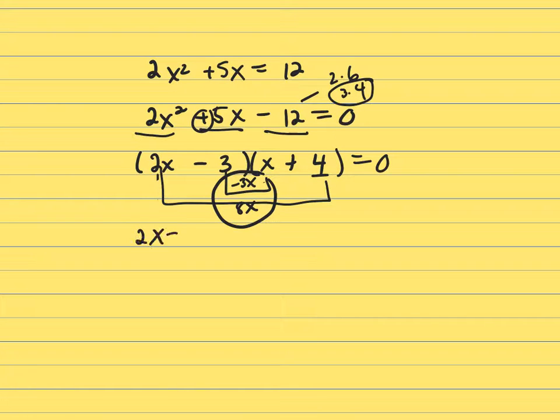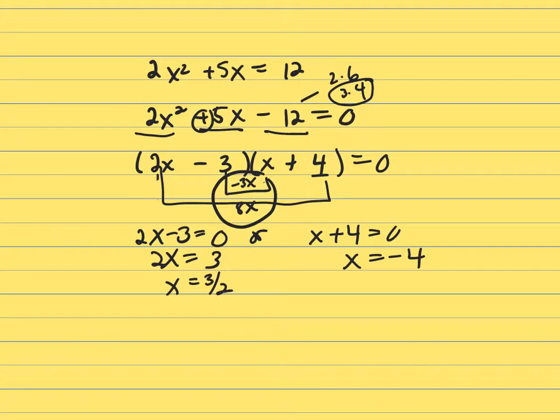So now 2x minus 3 equals 0, or x plus 4 equals 0. That's x is negative 4. And this is 2x equals 3. X equals 3 halves. So how much does the larger one exceed the smaller one?